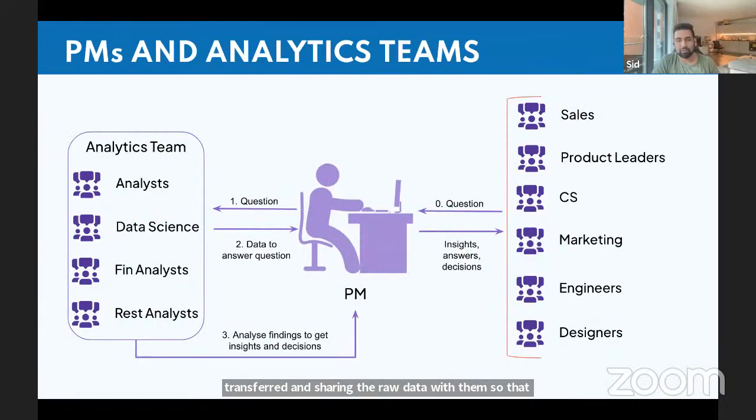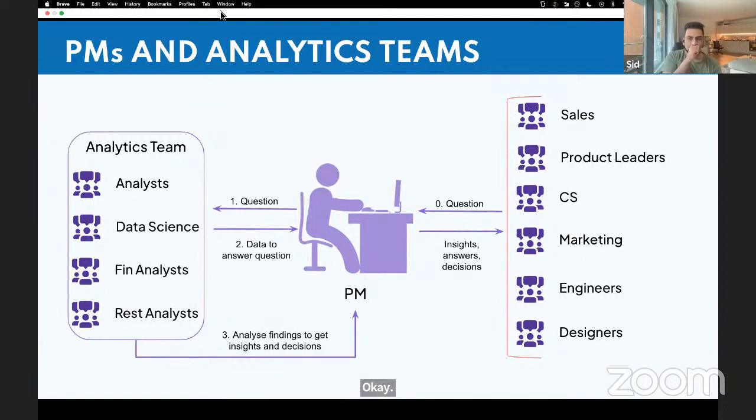Okay, before I move on, I'm going to pause here because I'm going to switch gears a little bit and start talking about metrics. I'll pause here and see if there are any questions on analytics or anything else that you want me to talk about before we start getting deeper into metrics. Go ahead, Tejas, if you have a question.